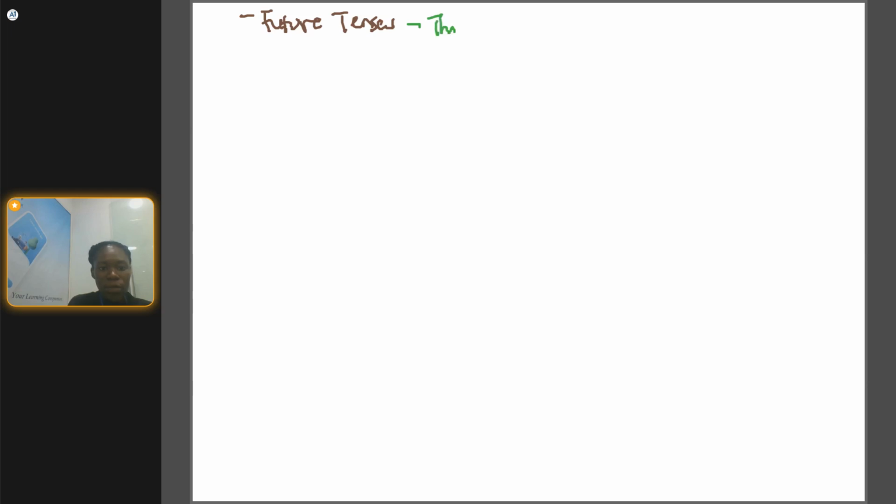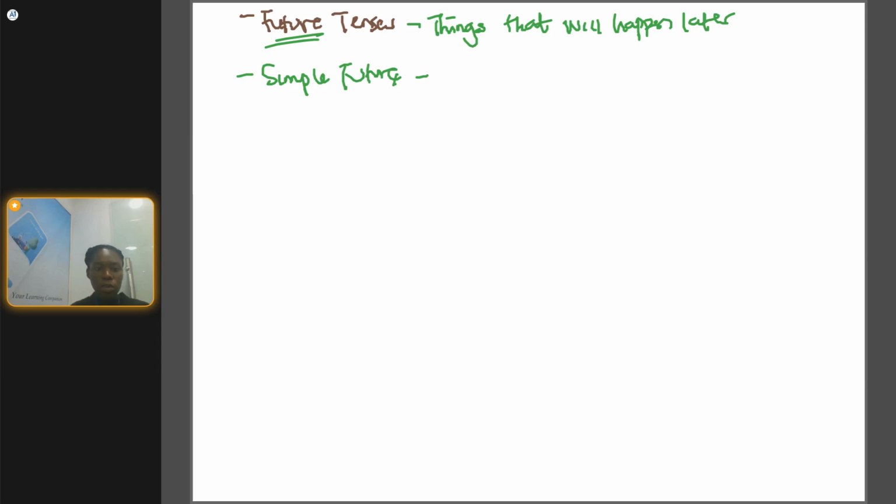Safe to say that future tenses refer to things that will happen later, of course, from the word future. So we have the simple future tense. When you talk about the simple future tense, you're talking about a decision or a plan for later.